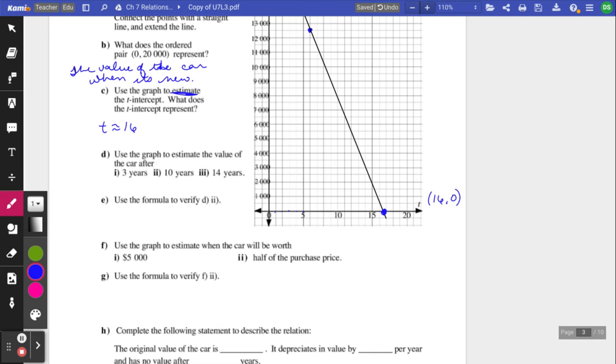Right? So what's important here is that you talk to me about what the 16 represents and what this 0 represents. I don't want to say time is 16. That is not the representation of that entire coordinate. Talk to me, what does the 16 mean and what does the 0 mean? You with me? Right. Both pieces. So 16, in 16 years, it's worth nothing.